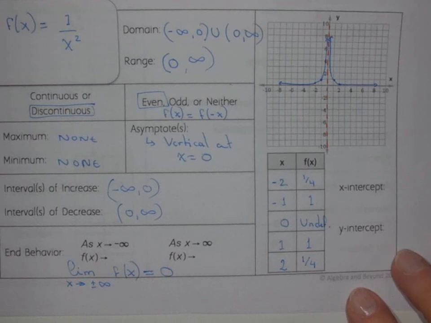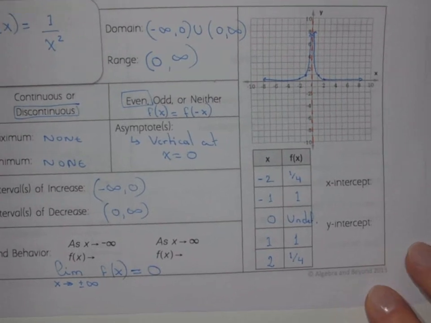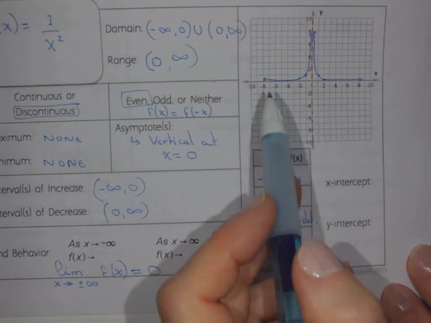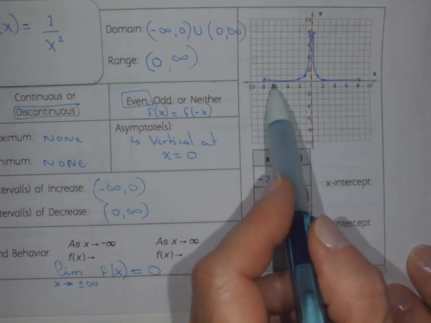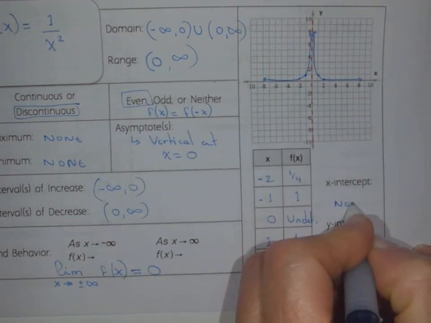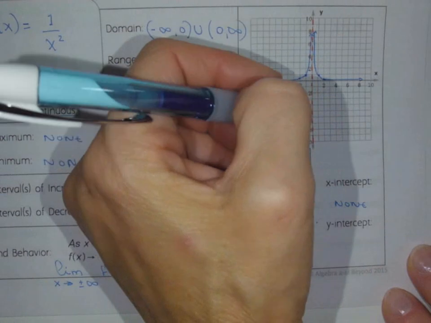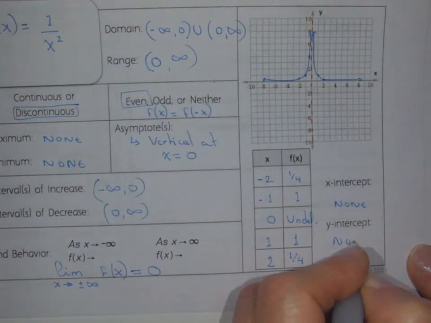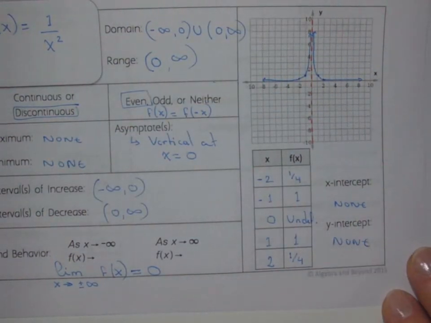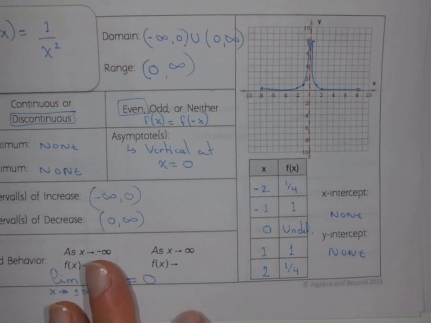We're almost done, aren't we? I need an x-intercept. Well, we said we're never going to touch the x-axis, right? So none. And the y-intercept, we have an asymptote there, so surely we know there is not going to be a y-intercept. All right. I think that's enough for this function, for this video.